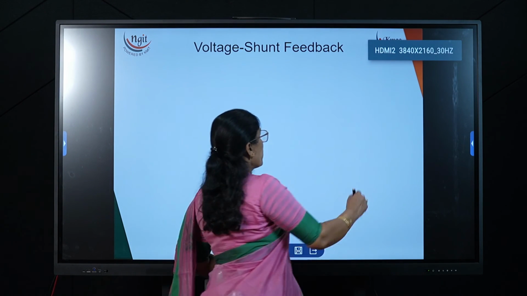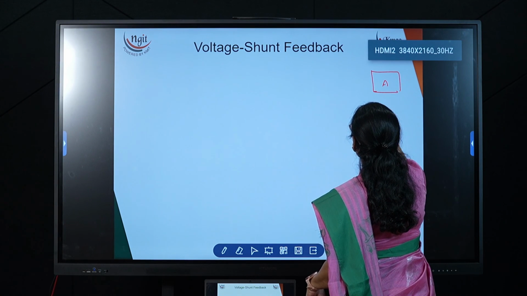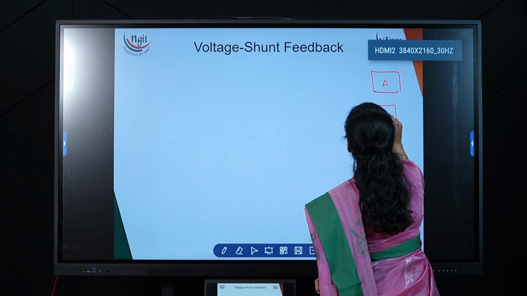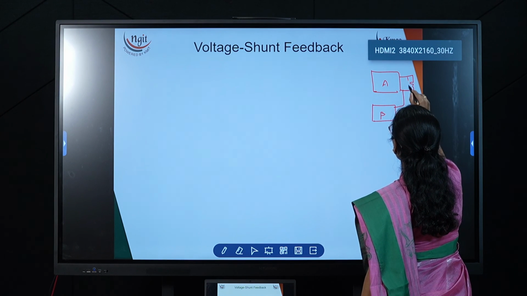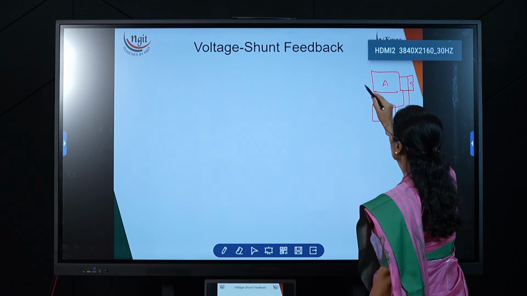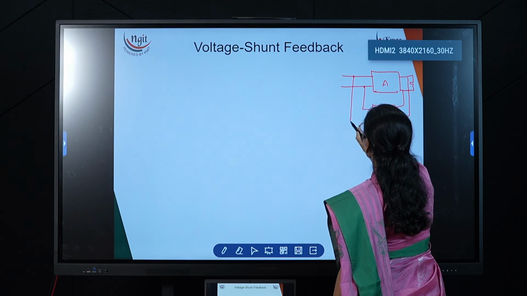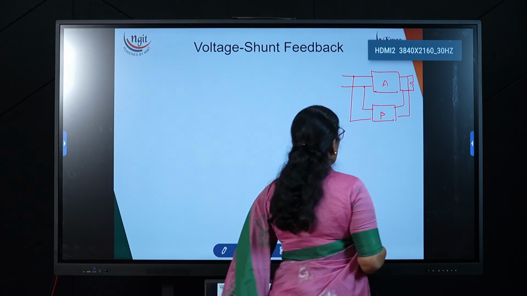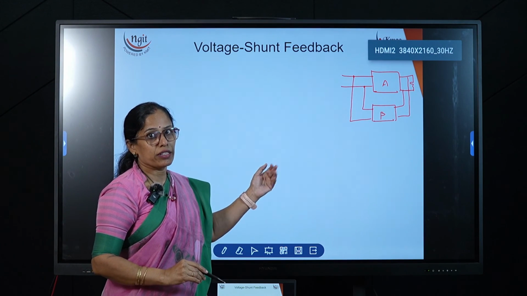Now here, again I will take the same amplifier, and here it is a feedback network. Now the output is voltage. Output is voltage means what? Again on the output side I have to take shunt connection, and the input also shunt. So at the input I am taking the shunt connection. Now tell me, if I am taking the shunt connection, which source do I have to use? In the shunt only currents can be added.